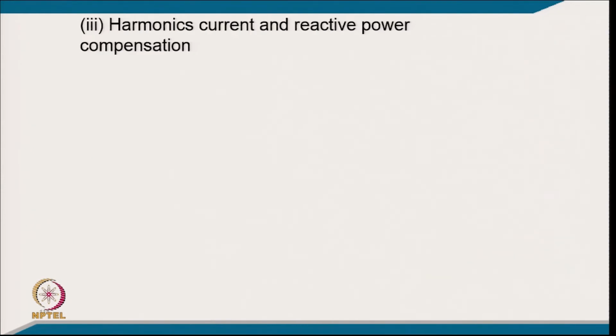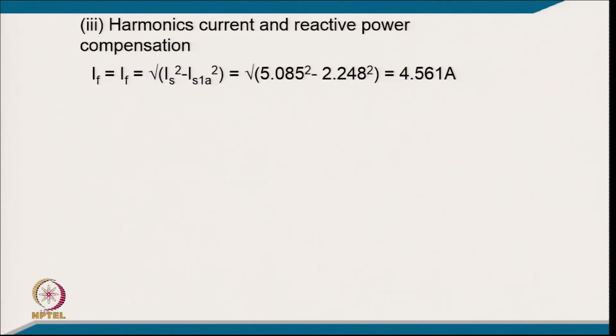Now, coming to harmonic current and reactive power compensation. Here, what will be flowing in the supply is only the active component of current. So, the remaining has to be provided by the shunt active filter. So, IF will be equal to IH, that is under root IS square minus IS1A square. Putting the values into this, it comes to 4.561 ampere.